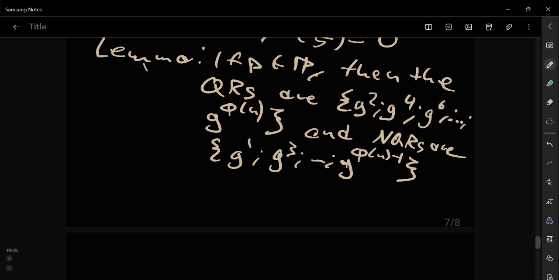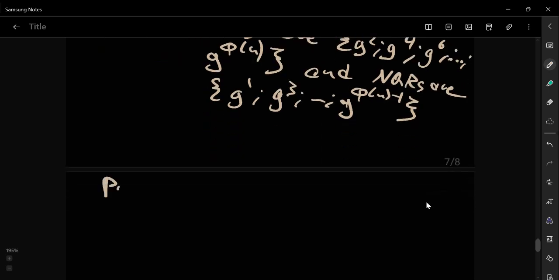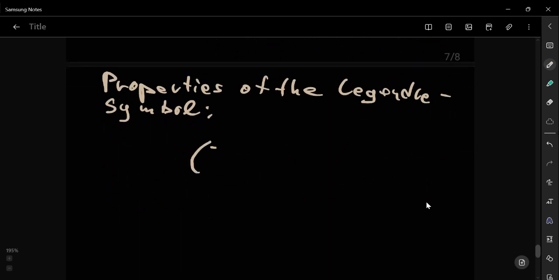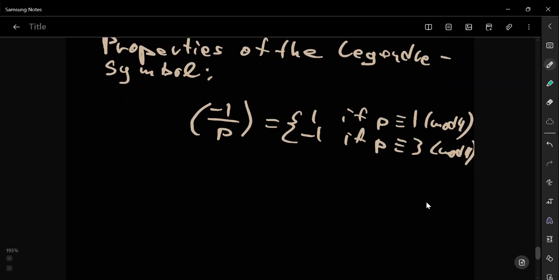So the Legendre symbol fulfills certain conditions. Properties of the Legendre symbol. So, for example, minus 1 over p is just equal to 1 if p is congruent to 1 modulo 4, and minus 1 if p is congruent to 3 modulo 4. And also the Legendre symbol is multiplicative.